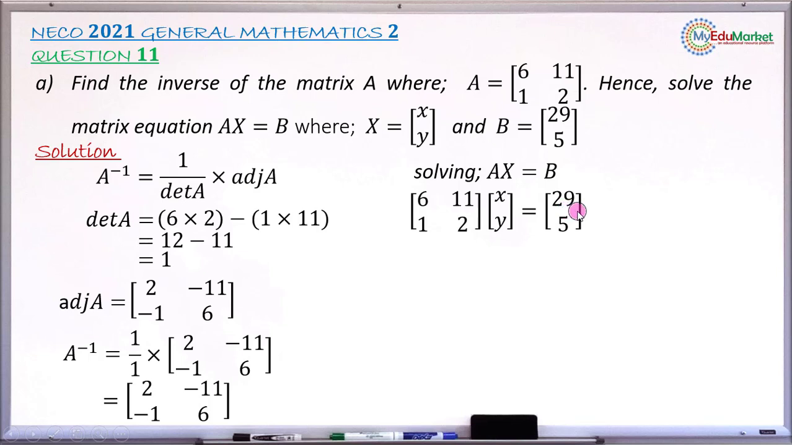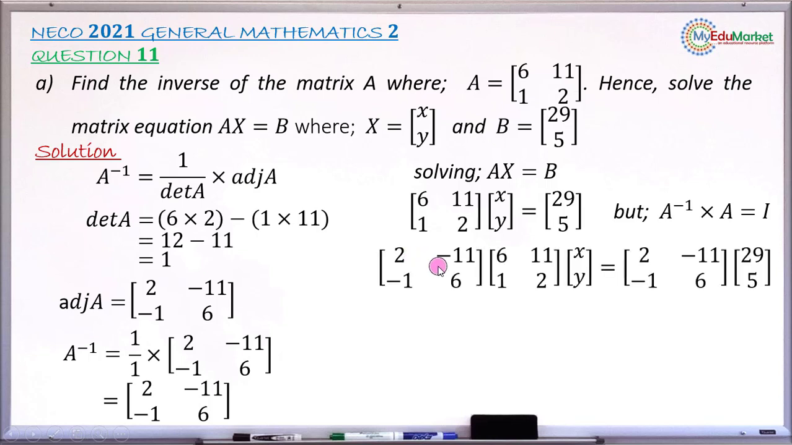The question says, hence, that means we have to use the result of our inverse to solve this very equation. So if that is the case, we now use the concept of inverse matrix multiplied by the matrix itself to get identity matrix. So A inverse multiplied by A will give identity matrix. So what I'm going to do next is to multiply both sides of this equation by A inverse, so that in the left hand side I'm going to have identity matrix.